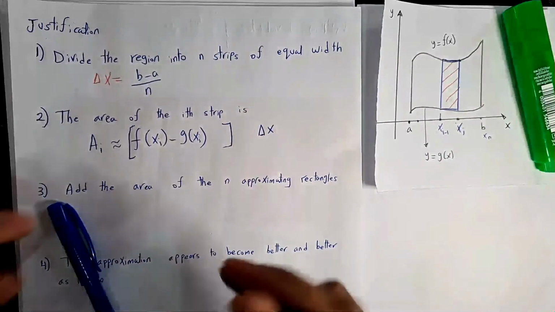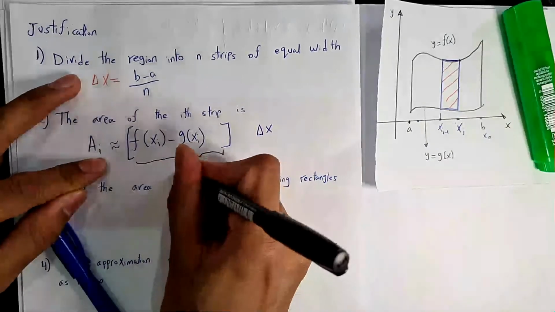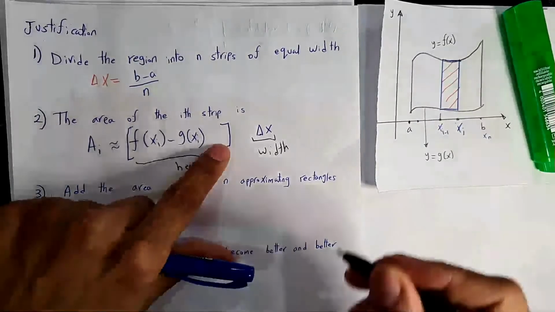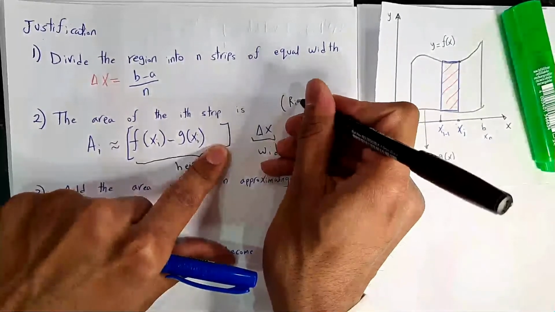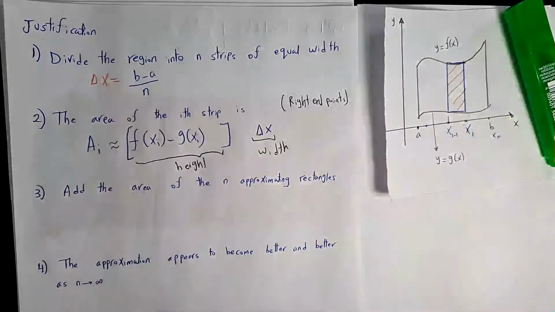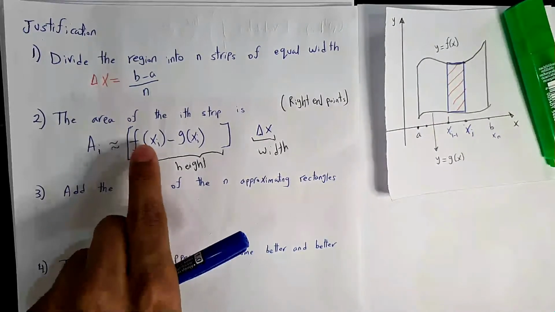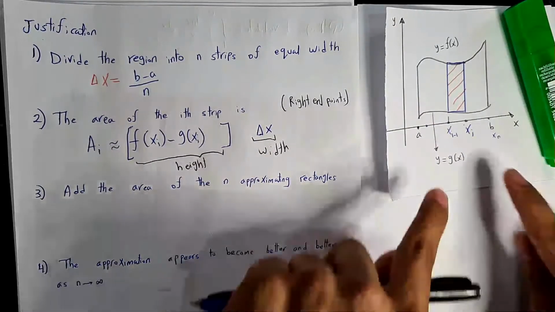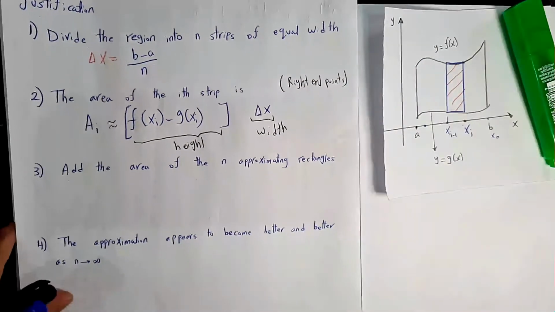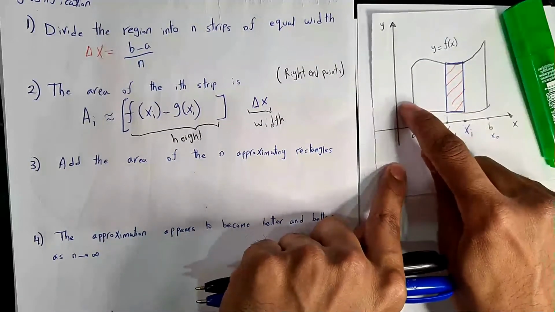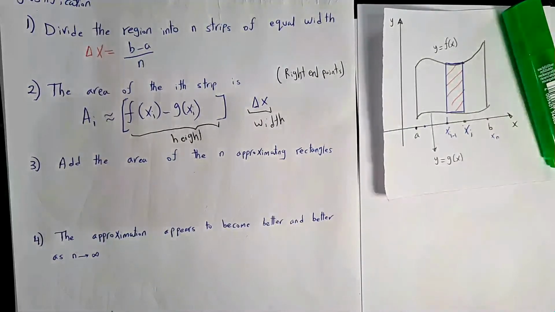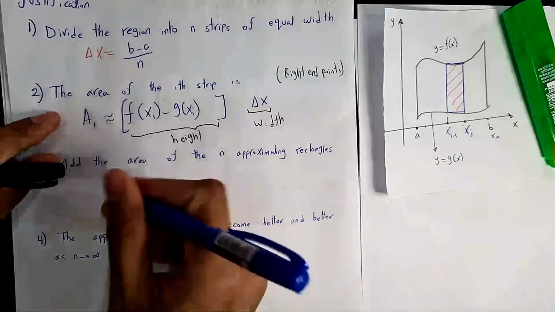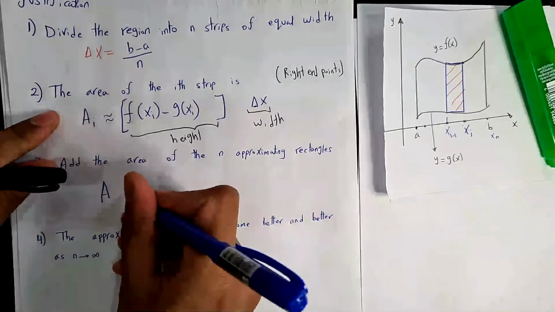And to illustrate further, this is the height and this is the width. Is this clear? And we said here using right endpoints. In general, it's not necessary to take right endpoint. You will write f of xi star minus g of xi star times delta x, where xi star lies in this interval. After that, as we said, we have rectangles to the right here and to the left. So add the areas of the approximating rectangles. What do you get? You will get an approximation of the area.